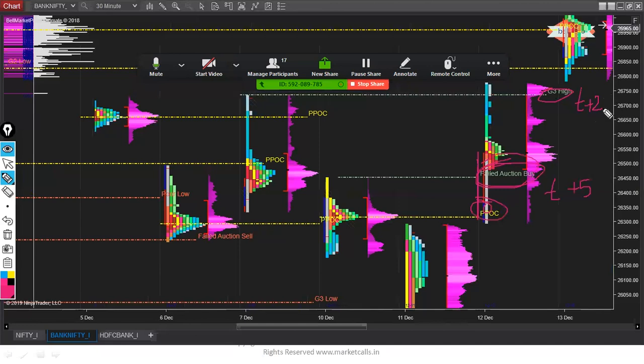Certain reference levels don't have a timeline. Something like an AB poor high or AB poor low, when it comes to indices, usually it revisits in less than 5 days. For stocks, it can go up to 20 to 25 days. So when we are talking about references, we'll also talk about when they could come and revisit back.